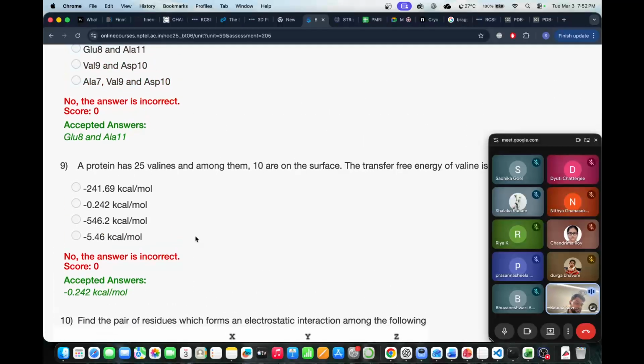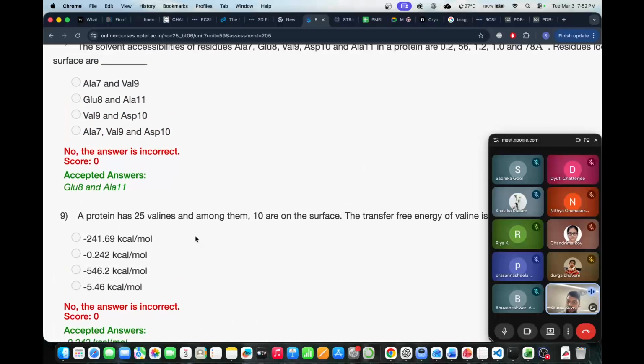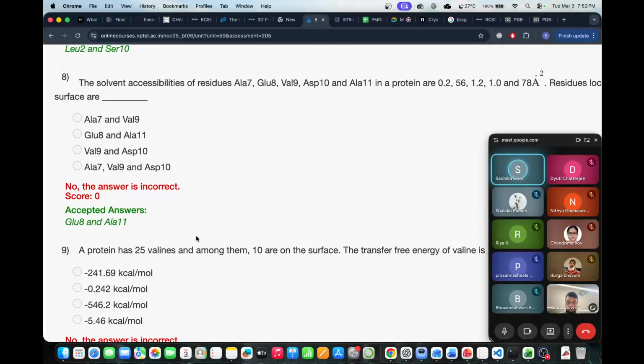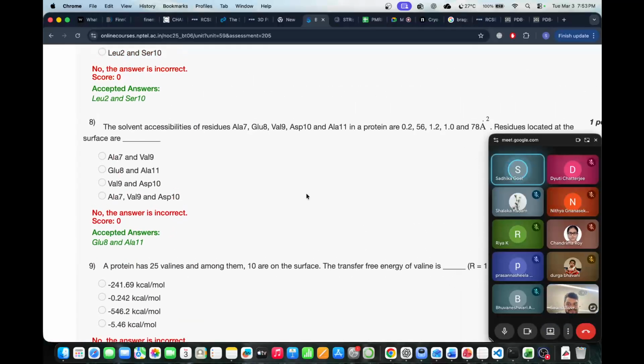I'm not sure. You can bring this up in the next session. Okay, sir, I'll do that. He said the lower the solvent accessibility, the more outermost it is. My understanding is it's the opposite. Okay, sir, I'll bring it up in the next class.